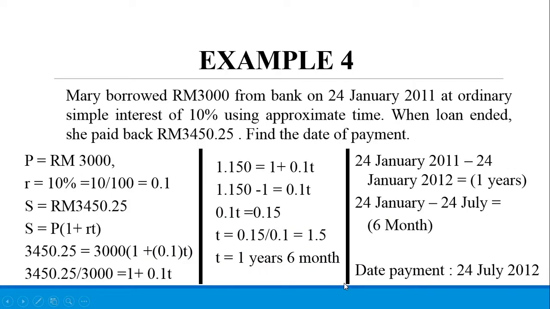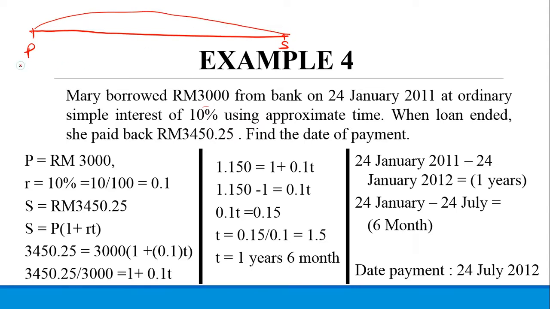Okay, next one. Suppose that Mary borrowed 3,000 from a bank starting from 24 January 2011. You have a timeline. This is P, this is S. You have a timeline starting from 3,000 you borrow. When the loan ended, she pays back 3,450 and simple interest R is 10%. You need to find T.